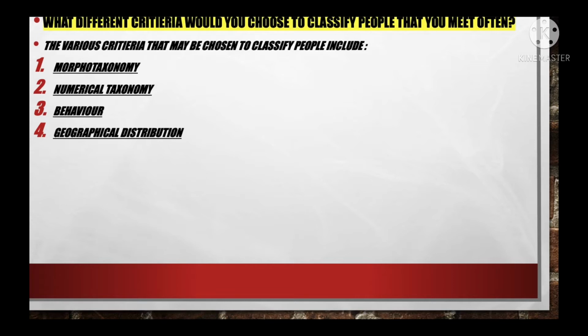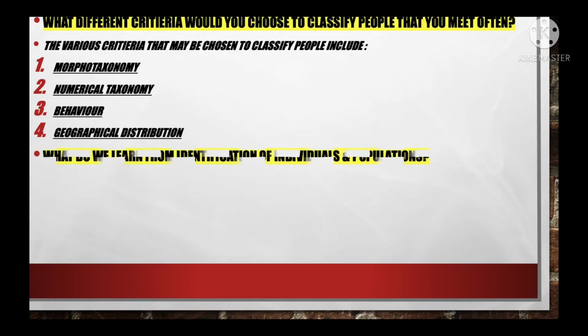After this, the behavior. The way in which an animal or person behaves in response to a particular situation or stimulus. On this basis, we can categorize people. And after this, the last one, that is geographical distribution. The natural arrangement and apportionment of the various forms of animals and plants in the different regions and localities of the earth. So these are the different criteria we would choose to classify people that we meet often.